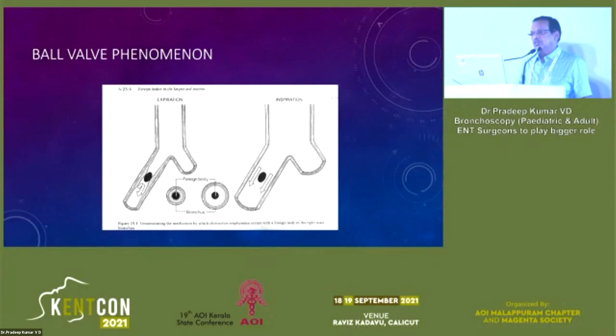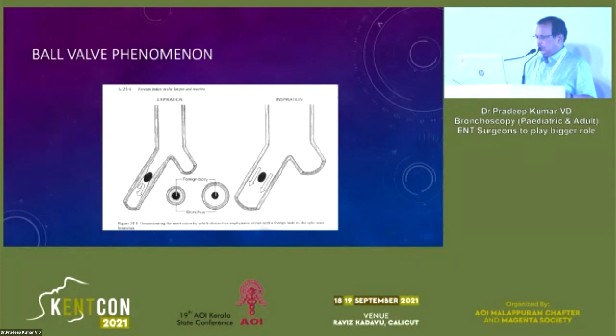This one is the ball valve phenomenon. As you can see, the bronchi and the trachea have the power to expand during inspiration, so it will allow air to go inside. When there is a vegetable foreign body, it produces a mucosal reaction, mucosal swelling. And when the air has to flow outside, that produces a block, causing ballooning of the lung, that's called hyperinflation. It's called ball valve phenomenon, everybody is familiar.